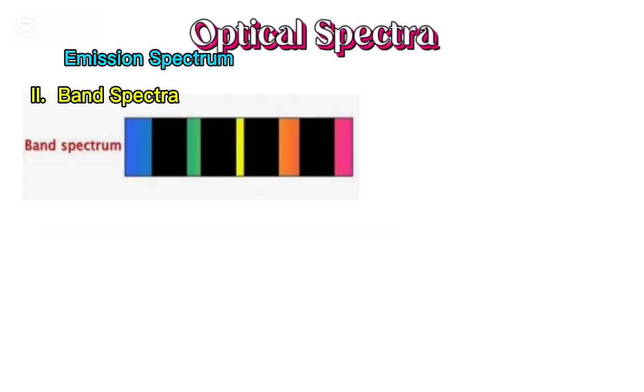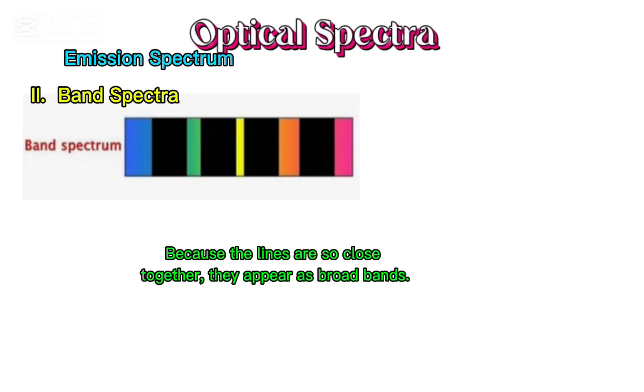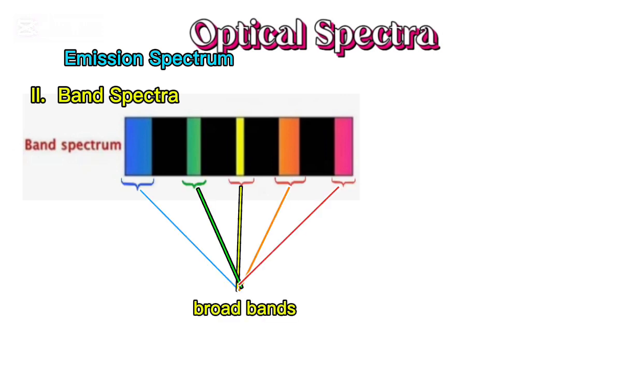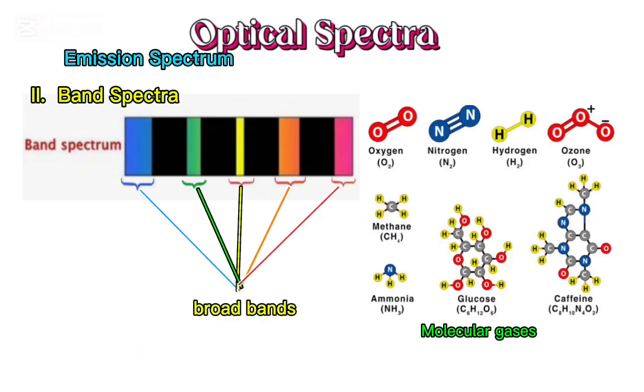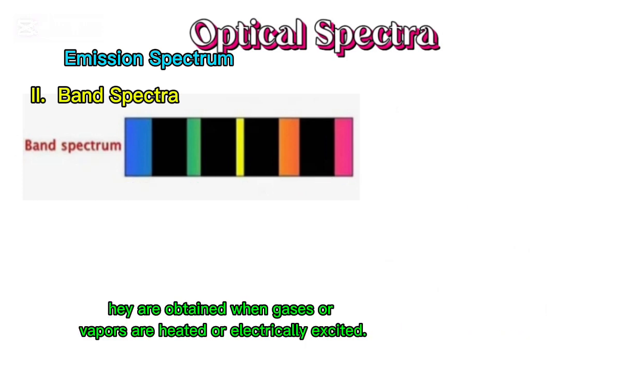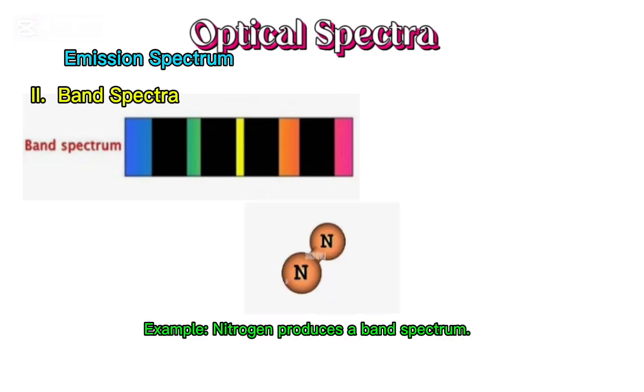Band spectra. A band spectrum consists of groups of very closely spaced spectral lines. Because the lines are so close together, they appear as broad bands. Band spectra are usually produced by molecules, molecular gases, and chemical compounds. They are obtained when gases or vapors are heated or electrically excited. Example: nitrogen produces a band spectrum.